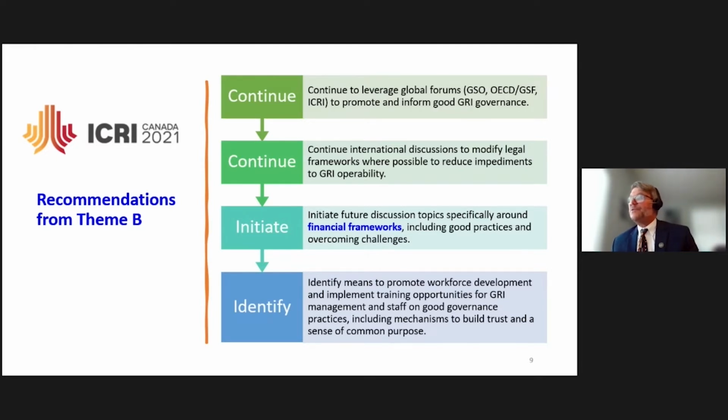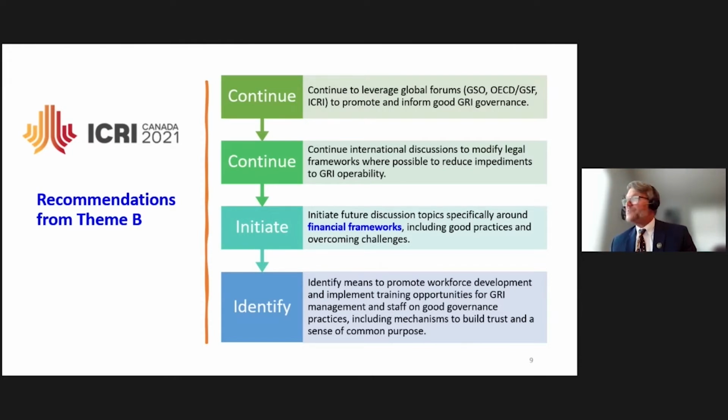We need to continue international discussions to modify legal frameworks where possible to reduce impediments to operability, the staffing issues that we talked about. And we need to initiate future discussions specifically around financial frameworks, as was discussed in session A. And then finally, identify means to promote workforce development and training opportunities for GRI management staff on good governance, focusing on building trust and a common purpose.